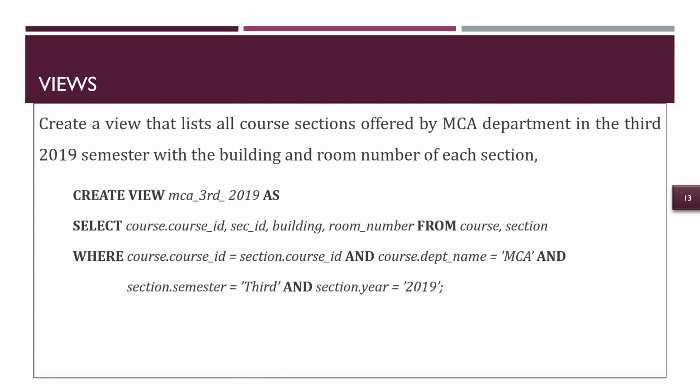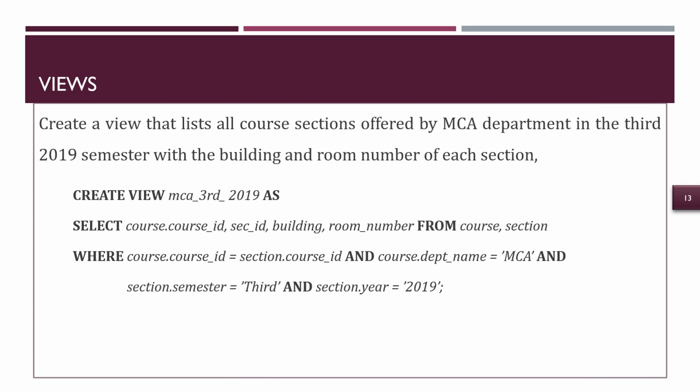We are going to create a view that lists all course sections offered by the MCA department in the third semester of 2019 batch with the building and room number of each section. So we have to display all the course sections offered by the MCA department. The course details, the course ID, the department name, etc. are there in the course table, and the semester detail, the batch details, etc. are there in the section table.